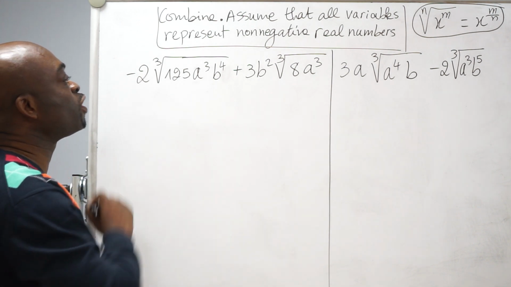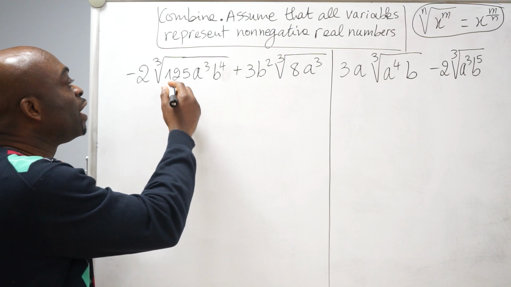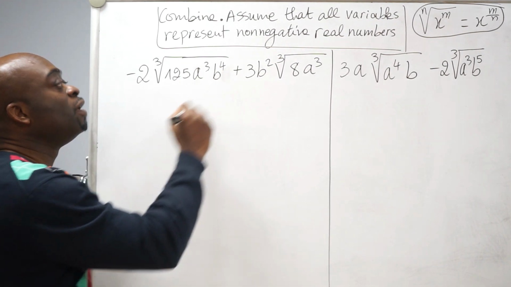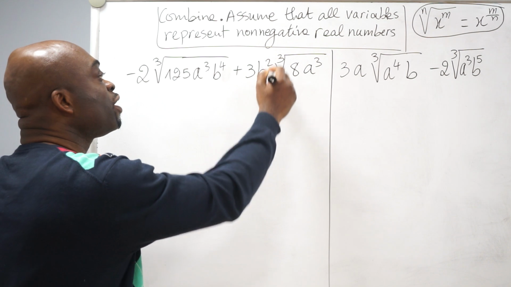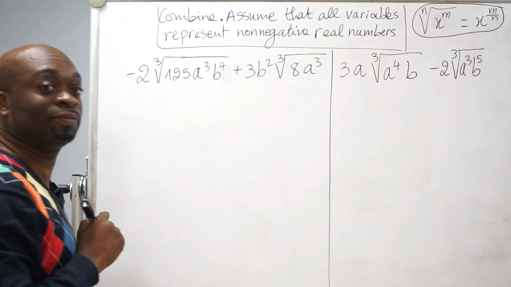So now let's take the first problem here. The first problem is negative 2 cube root of 125 a to the third power b to the fourth power plus 3b squared cube root of 8 a to the third power, all right?